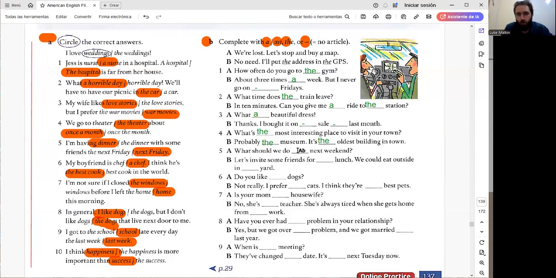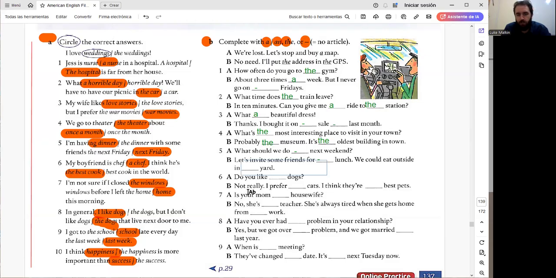Number five, what should we do next weekend? Let's invite some friends for lunch. We could eat outside in the yard. Next weekend, with no article. Lunch, with no article. But the yard is specific, so we need the.